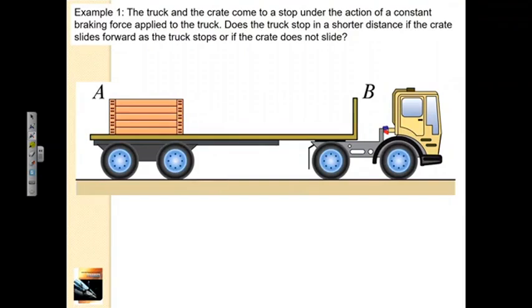So here's the problem that looks just like what we drew. The truck and a crate come to a stop under the action of a constant braking force applied to the truck. Does the truck stop in a shorter distance if the crate slides forward as the truck stops, or if the crate does not slide? So, two cases. We're slowing the truck down in a shorter distance if the crate is allowed to slide, or if the crate is not allowed to slide.